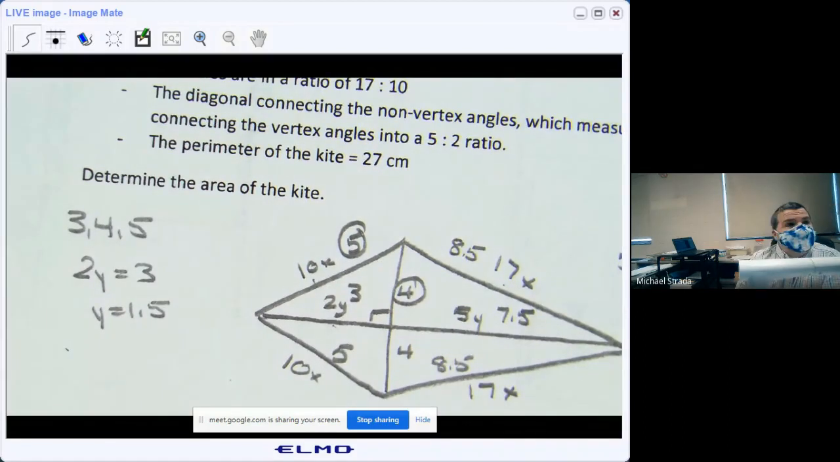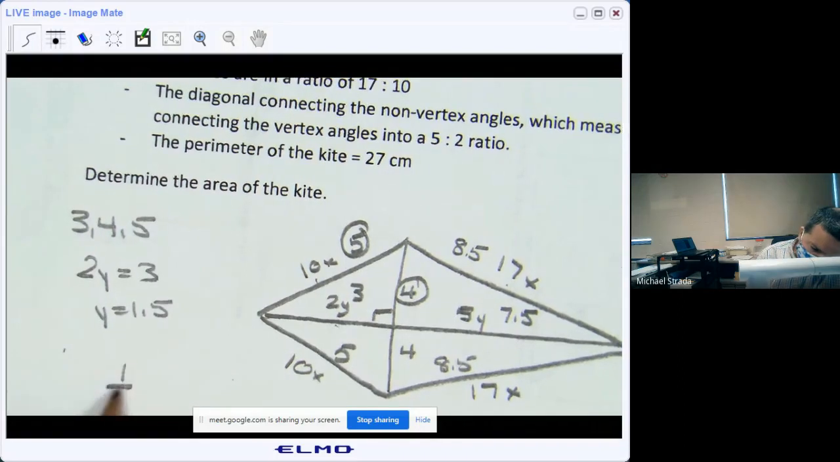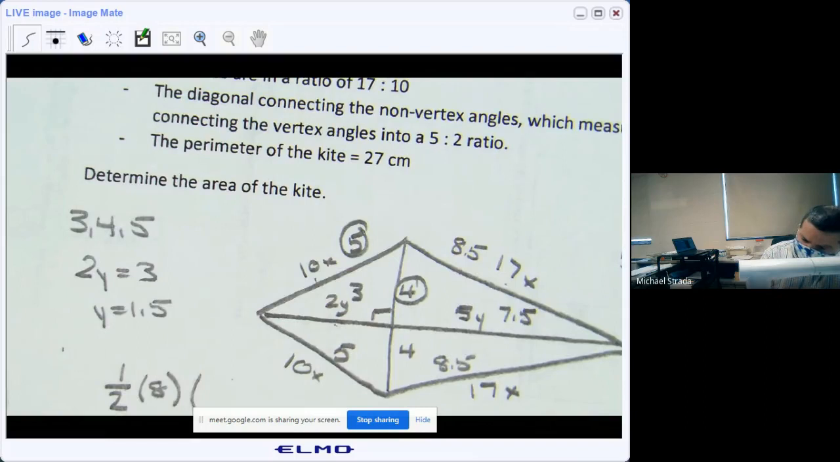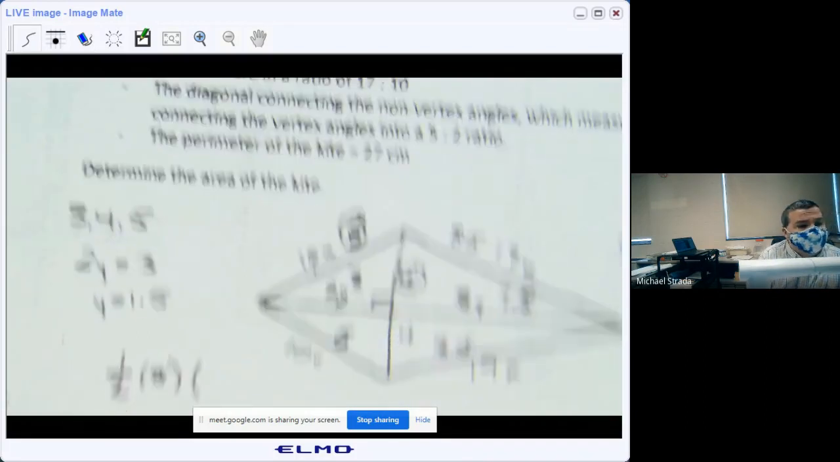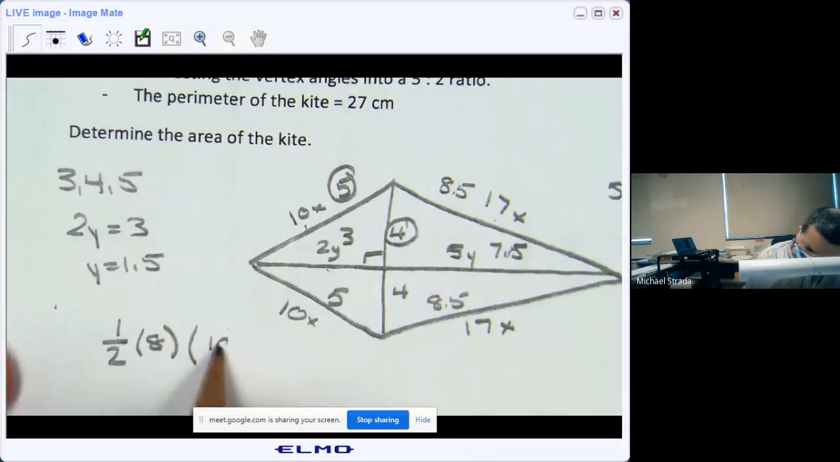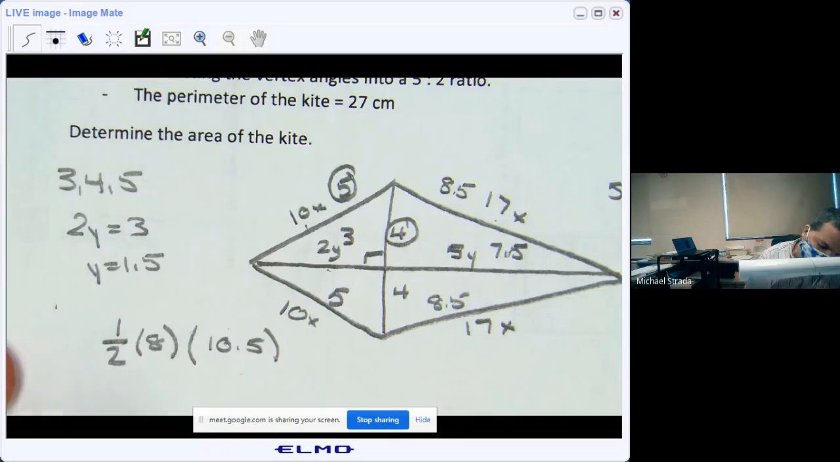All right, makes that 3, makes this 7.5. Now do I have enough information to get the area? Absolutely. One half, the one diagonal is 8. The other diagonal would be what? 3 times 7.5 or 3 plus 7.5? 3 plus 7.5, which I believe gives me 10.5. What's half of 8? 4 times 10.5 gives me 42 centimeters squared.